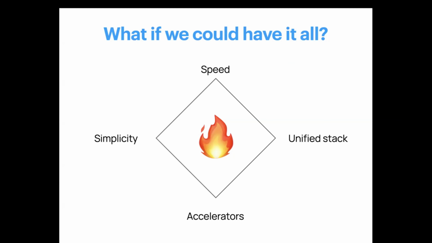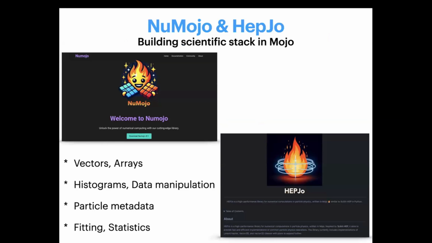And that was the dream, and I think it's the first time I've seen a language, especially Mojo, where I think it's possible. So that brings me to newmojo and hepjo. These are two open source libraries. You can find the links to GitHub in the Modular Discord. newmojo is basically trying to be a high performance alternative to NumPy in pure Mojo.